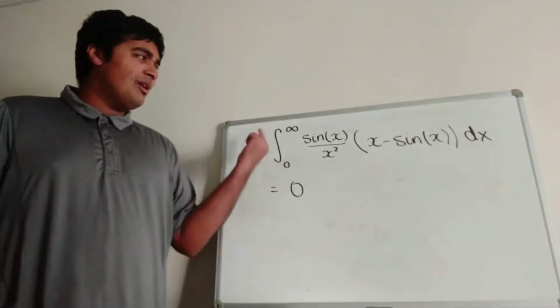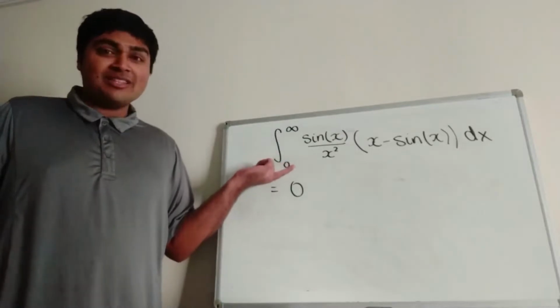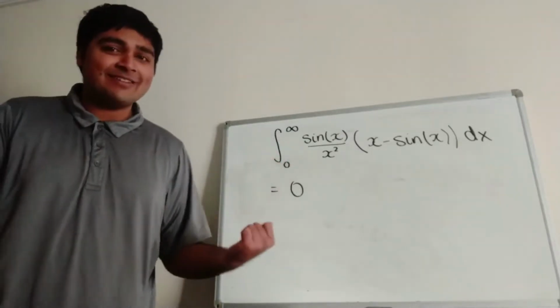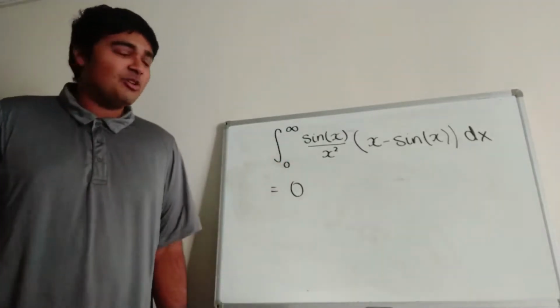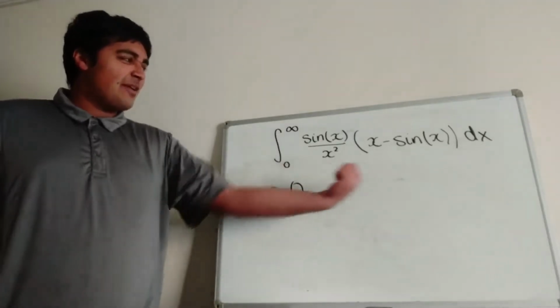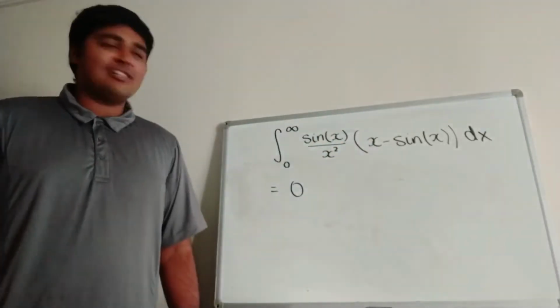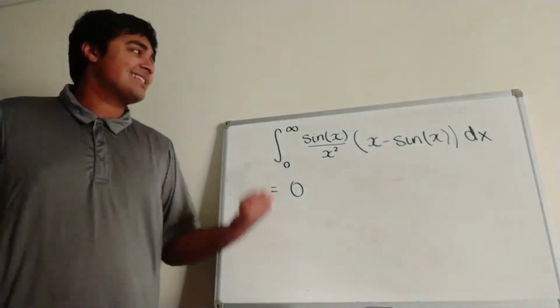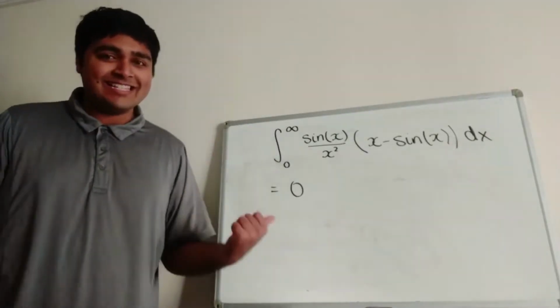However, what's really cool about this is we can actually show that this integral here is in fact 0. So your engineer friend could get quite lucky in this case if they were to just approximate and write sine of x equals x. Anyway, let's get to proving that this integral here is 0.